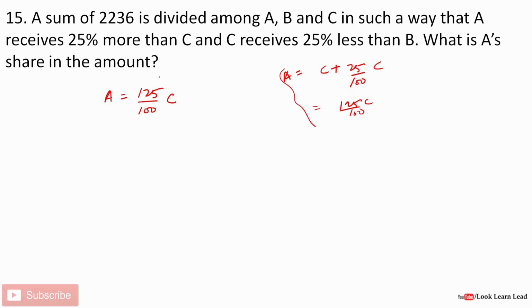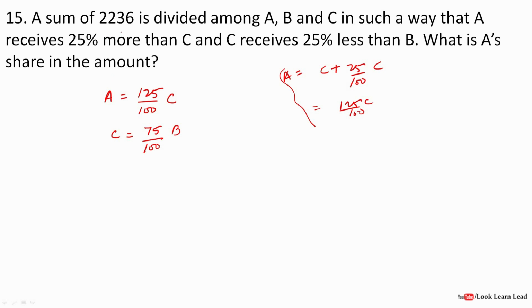So whenever this type of question is there, you have to remember this. It is 25% more than C. A receives 25% more than C, and C receives 25% less than B. So it is less than, so I'll subtract 25 from 100 and put it in the numerator. So this is the question.